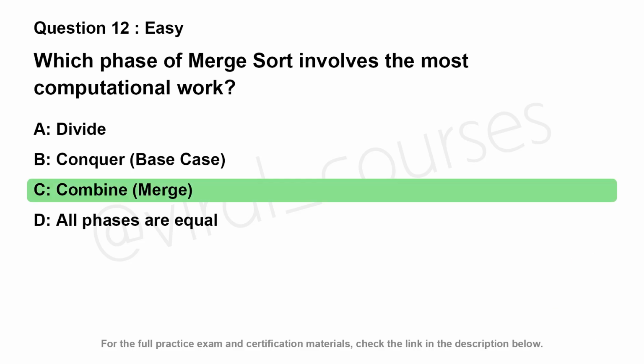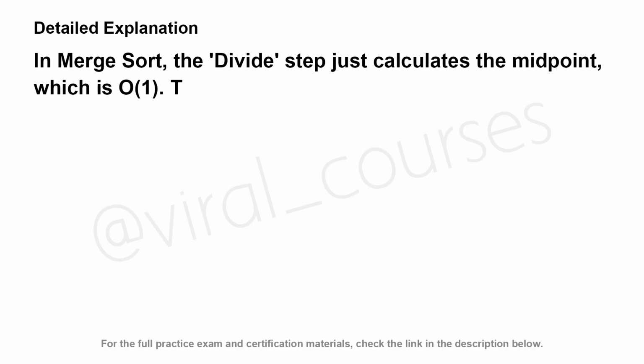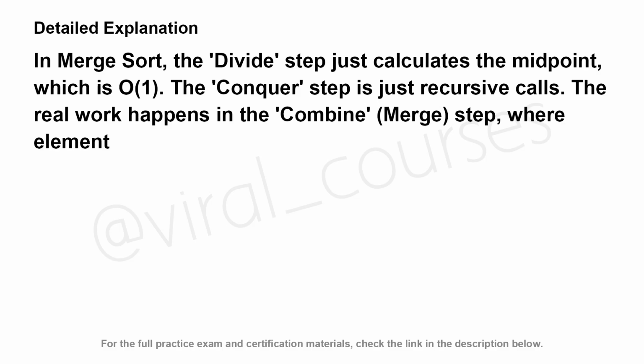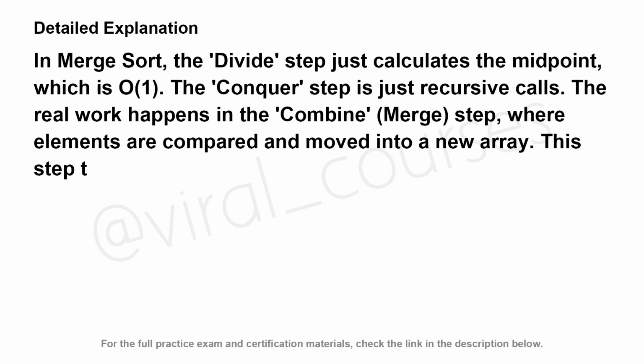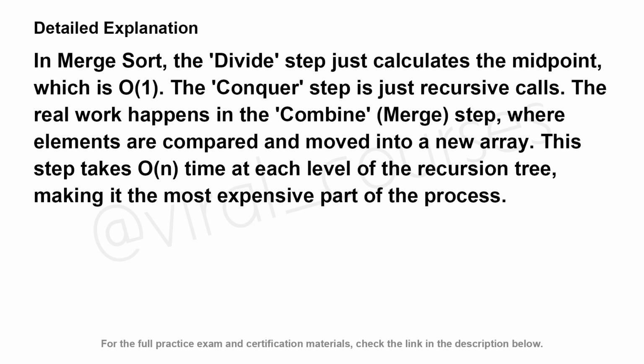The correct answer is C. In merge sort, the divide step just calculates the midpoint, which is O(1). The conquer step is just recursive calls. The real work happens in the combine, or merge, step, where elements are compared and moved into a new array. This step takes O(n) time at each level of the recursion tree, making it the most expensive part of the process.